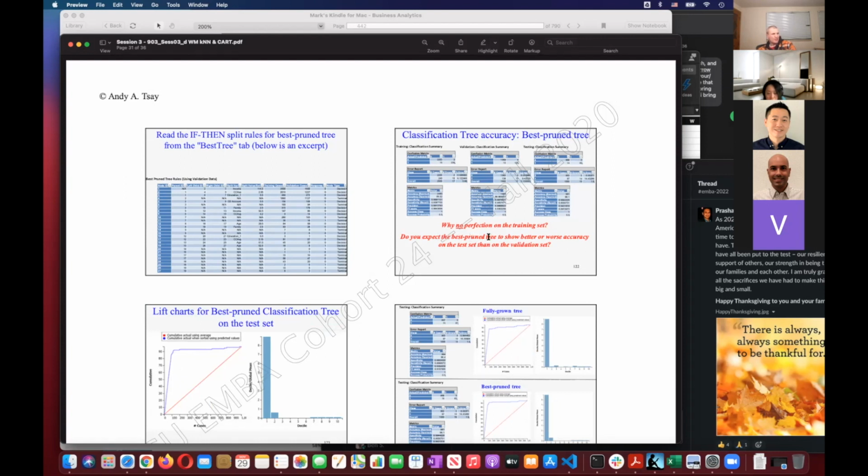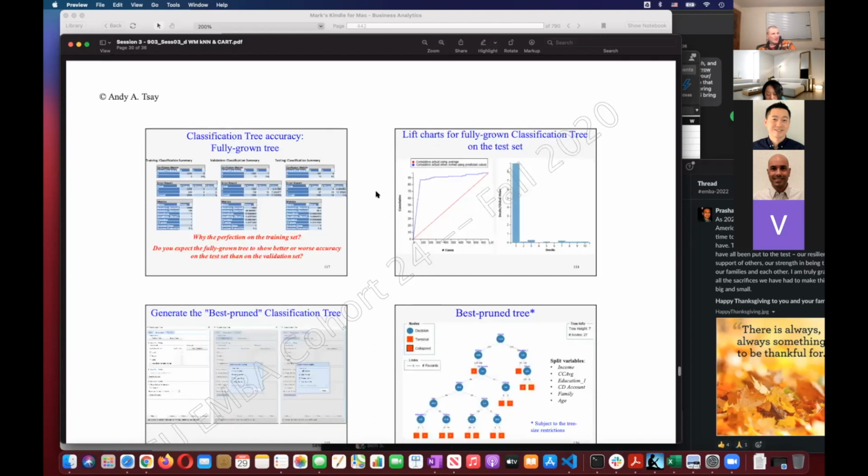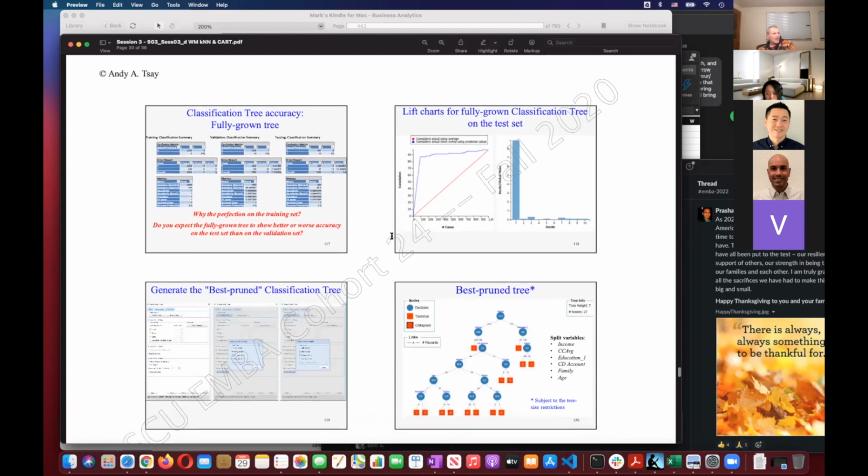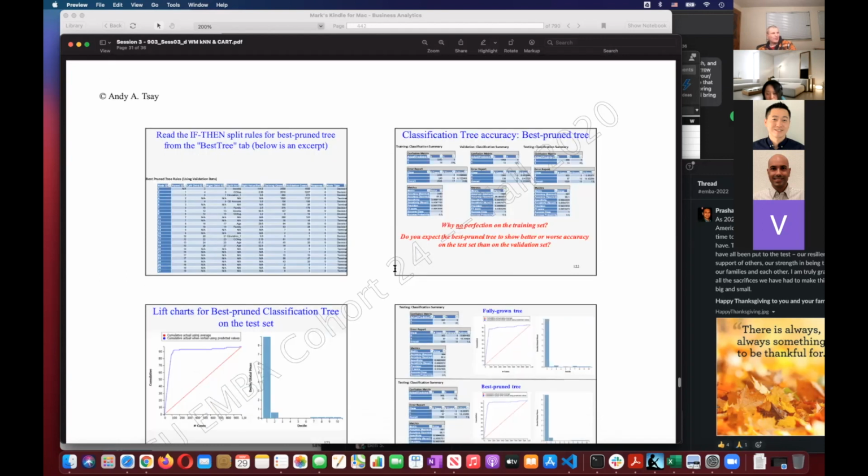And do you expect the best prune tree to show better or worse accuracy on the test set than the validation set? The best prune tree is selected off of the validation set, right? I think because the best prune tree is selected based off of how it performs against the validation set, you expect the test set to be worse than the validation set.